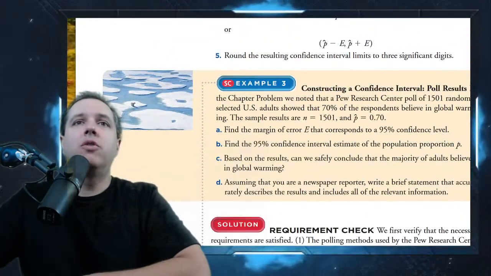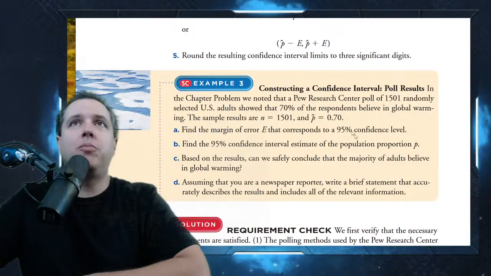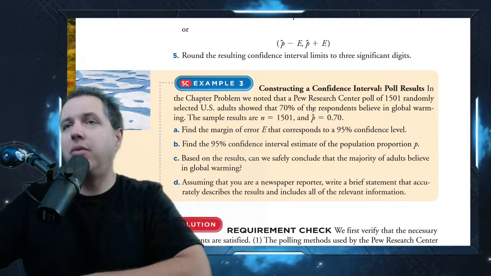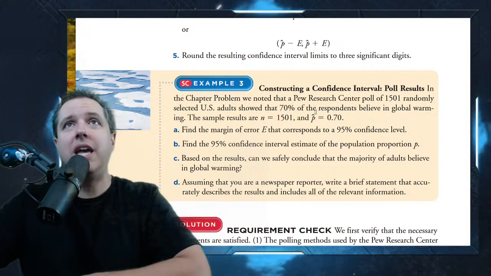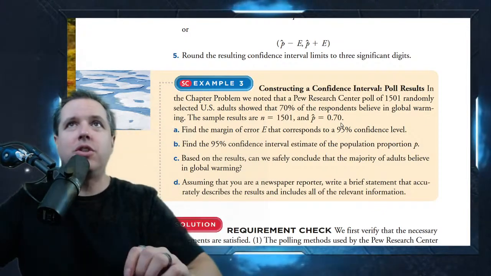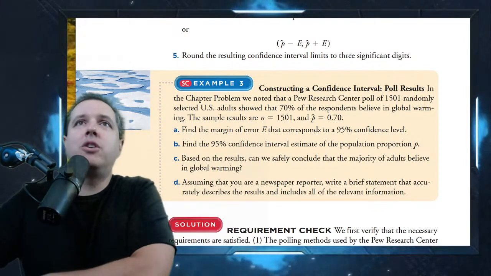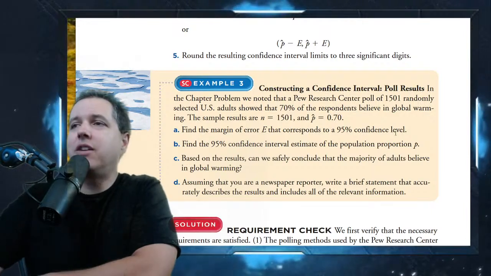Okay. So construct a confidence interval around the poll results. The true proportion is probably not 0.70, but it's probably around there. That is our point estimate, the sample proportion that we found. So we want to find the margin of error that corresponds to a 95% confidence interval.